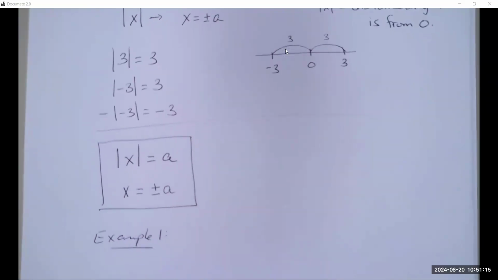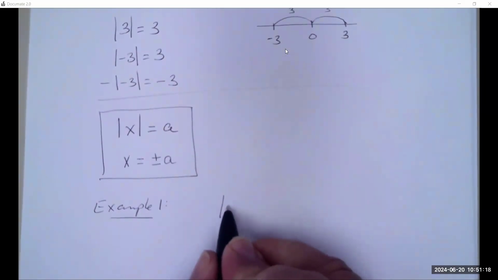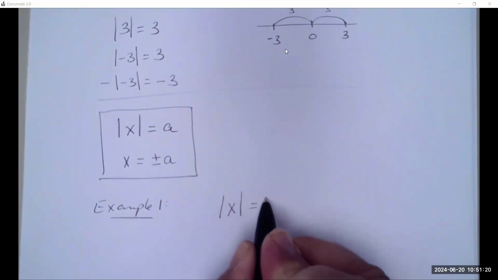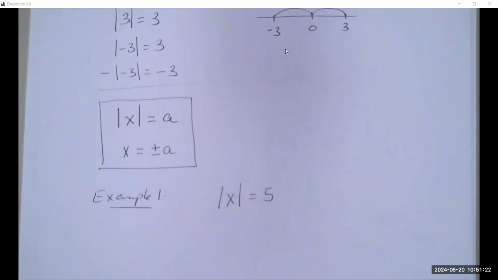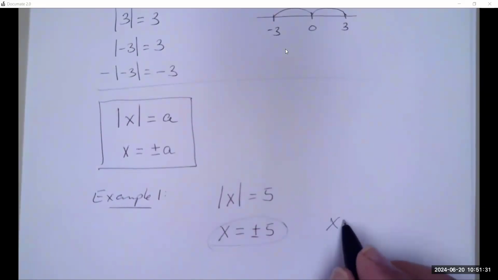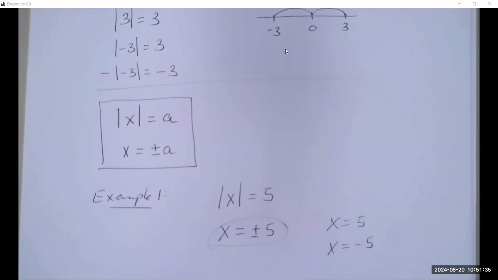Example 1. The absolute value of x is equal to 5. Solve for x. Drop the absolute value sign. And that's my answer. x equals 5 and x equals -5.